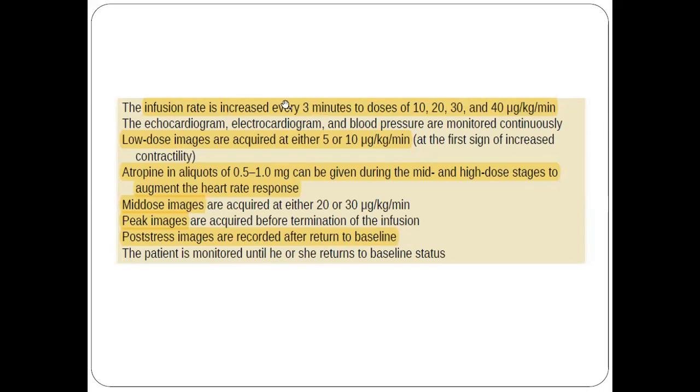The infusion rate is then increased every 3 minutes, from 5 micrograms per kg to 10, 20, 30, and 40. Low dose images are recorded at either 5 or 10 micrograms per kg per minute. Atropine can be given during the mid and high dose stages to augment the heart rate response. It is like a stress test, so you have to increase the heart rate also to check further responses.